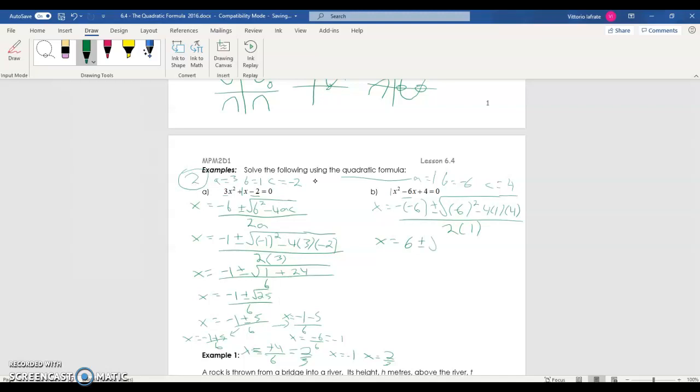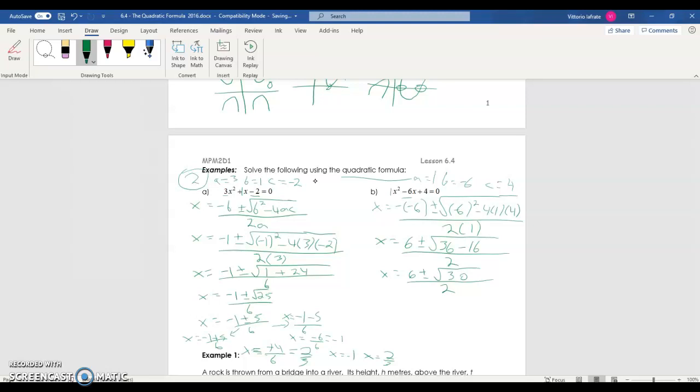Plus or minus the square root of 36, because that's negative 6 squared, minus 4 times 1 times 4, so minus 16, over 2. And so when you clean that up, you get x is equal to 6 plus or minus the square root of 20 over 2.